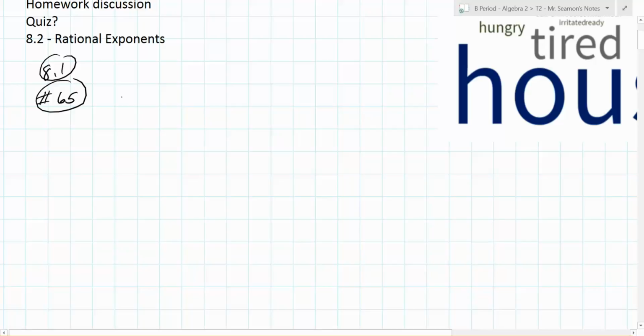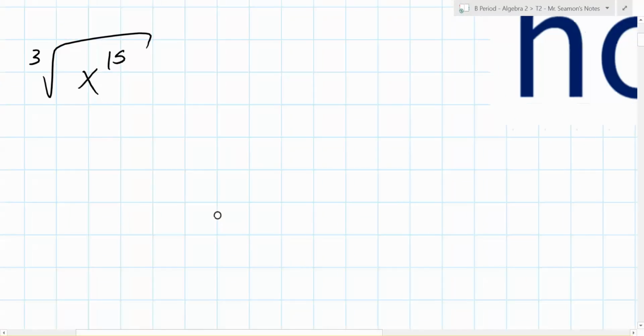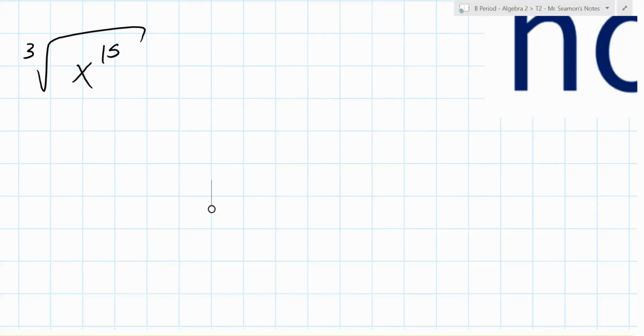The cube root of x to the 15th. Okay, so you're supposed to simplify this. What does cube root mean in terms of a power? What power is cube root? 1/3. So this is equal to x to the 15th to the 1/3.